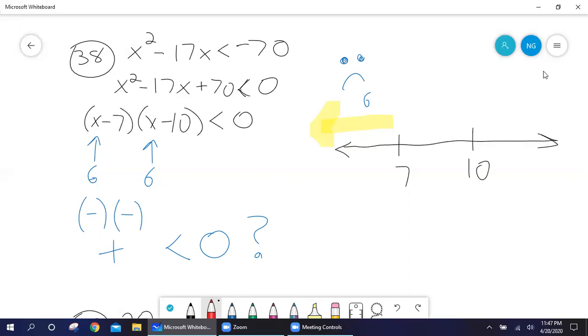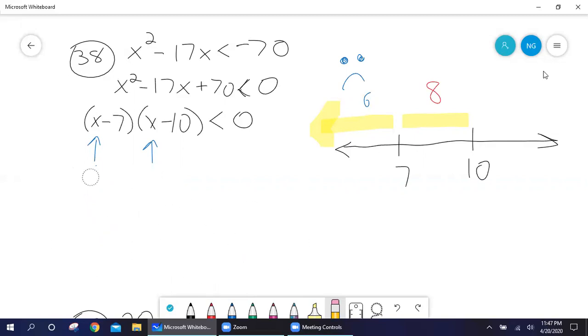Okay, now I'm going to test a number in the middle, somewhere in between 7 and 10. I'll test 8. So now I'm plugging 8 in for X. And again, all I really care about is positive versus negative. If I plug 8 into the first factor, it would be positive. 8 minus 7 is positive. 8 minus 10 is negative. A positive number times a negative would give me a negative. Are negatives less than 0? Yes, they are. So this did arrive at what I wanted.